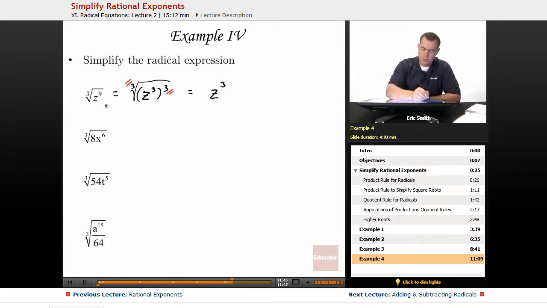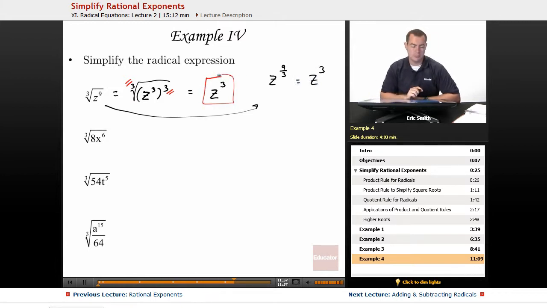Again, note that this really meshes with some of our earlier work, where I could write this as z to the 9 over 3, and I'll still get z cubed. So all of our rules are staying nice and consistent with one another.